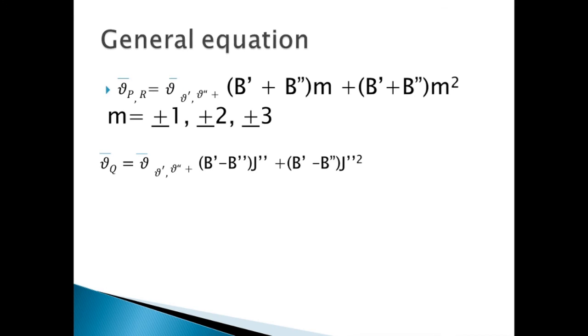If we represent the P lines and R lines combined in a single expression, we can write nu PR equals nu bar plus (B prime plus B double prime) into M plus (B prime minus B double prime) into M squared, where M is equal to plus or minus 1, plus or minus 2 and plus or minus 3. Here plus values are for the R branch and minus values for the P branch. The Q line is the same expression as before.